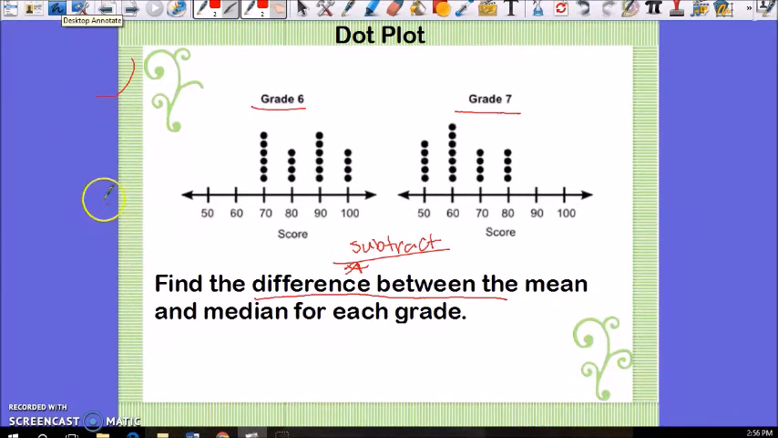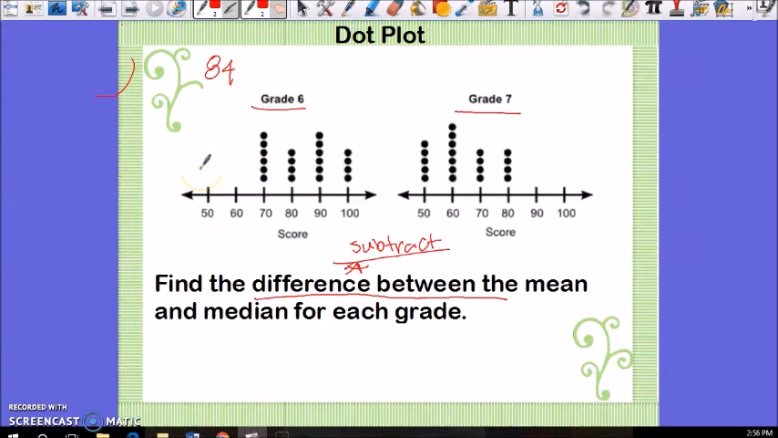All right, so if we add all of these numbers up, so we have 6 70s, 4 80s, 6 90s, and 4 100s, we would get 1,680. And then we would divide by 20, and we get 84. Now we're going to get our median.